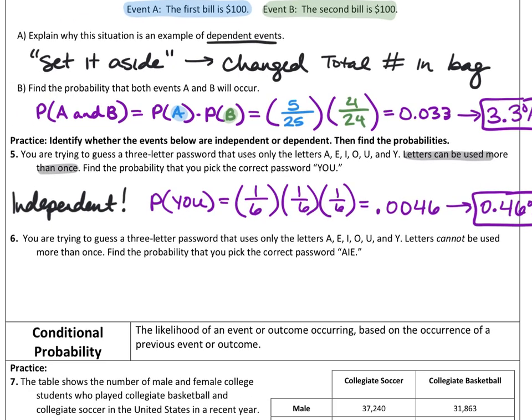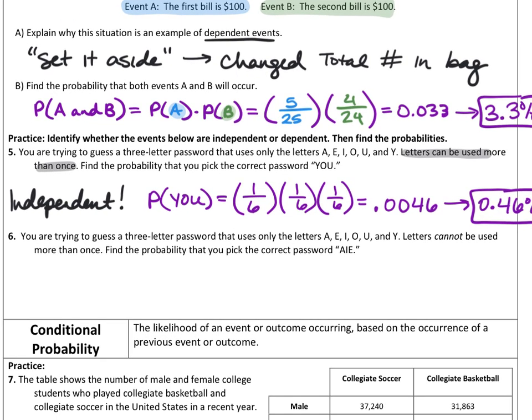Okay, let's see what happens though if we change the scenario. Let's say when you're making this password, it gives you the same letters, but it says specifically that you cannot use letters more than once. Is that independent or dependent? Dependent because you're changing the number of options each time. This is a dependent set of events. So we're going to find the probability that we pick A-I-E.